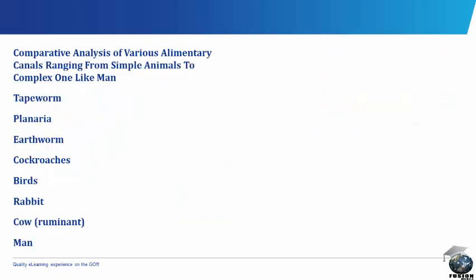Comparative analysis of various alimentary canals ranging from simple animals to complex ones like man. We have different alimentary canals. We have the alimentary canals of tapeworm, the planaria, the earthworm, cockroaches, birds, rabbits, cow or the ruminant, and man.